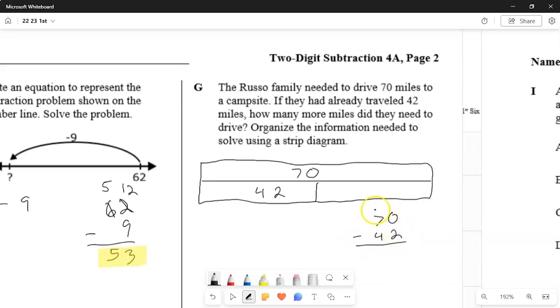Okay, I've got more on the floor right there. That means I gotta go next door, get 10 more. That's gonna leave 6 10s, and it's gonna give me 10 ones. I still have 70 on top because 60 plus 10 is 70. But now I can subtract. 10 minus 2 is 8, and 60 minus 40 is 20. So that still means they still need to drive 28 miles.